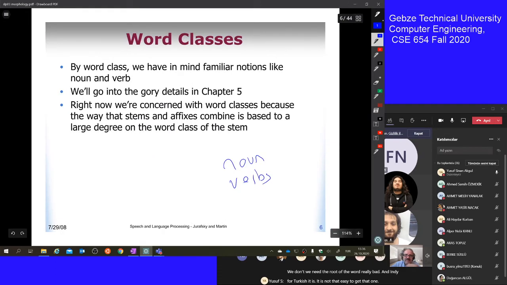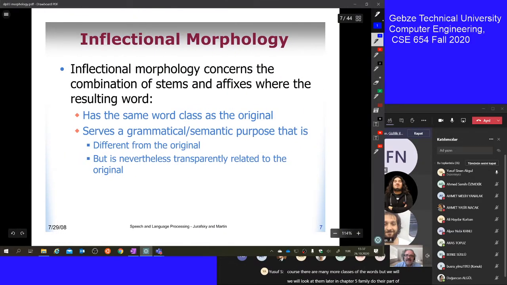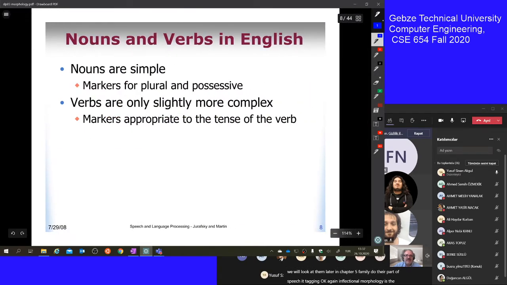Okay, and we said that for now, for us, the words are just two groups: nouns and verbs, isimler ve fiiller. Nouns and verbs. Of course, there are many more classes of words, but we will look at them later in chapter 5 when we do part of speech tagging. Again, inflectional morphology is the first one that we're going to look at. I think we looked at it for English.